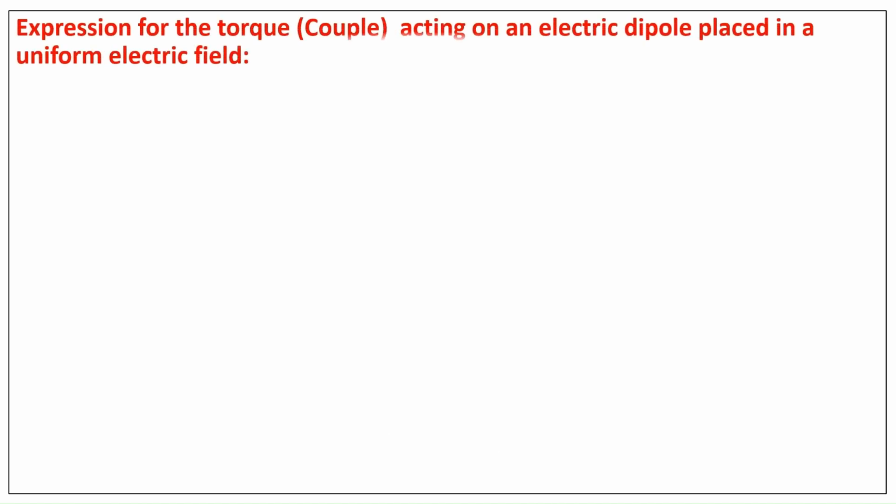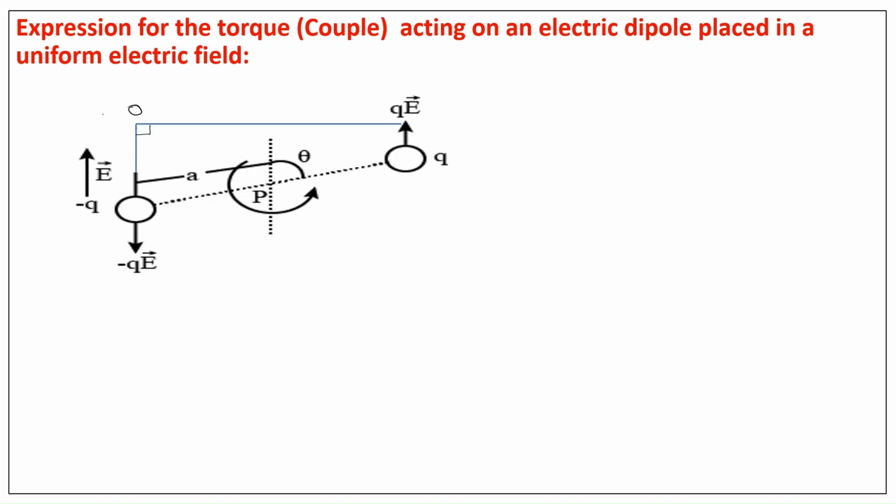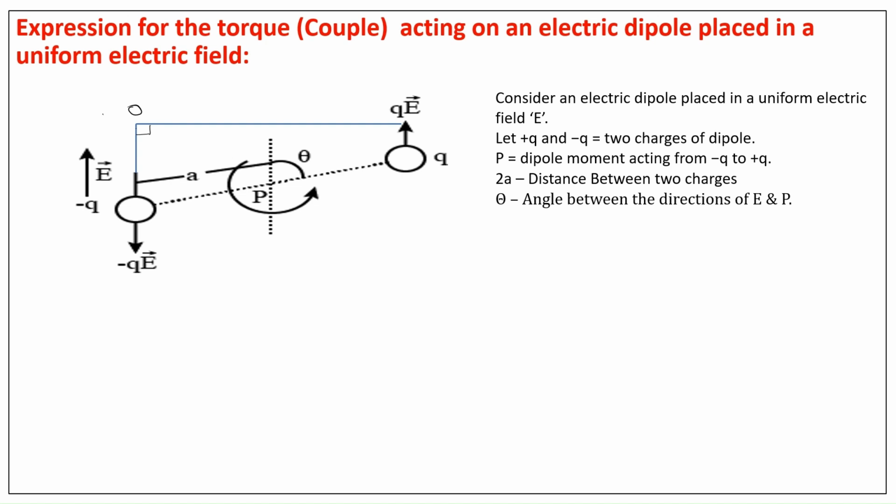Next, expression for the torque, couple, acting on an electric dipole placed in a uniform electric field. From the figure, consider an electric dipole placed in a uniform electric field E. Let plus Q and minus Q be the two charges of the dipole. P is the dipole moment acting from minus Q to plus Q. 2A is the distance between the two charges. Theta is the angle between the directions of E and P.